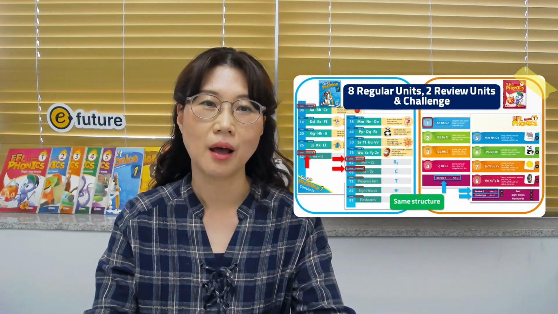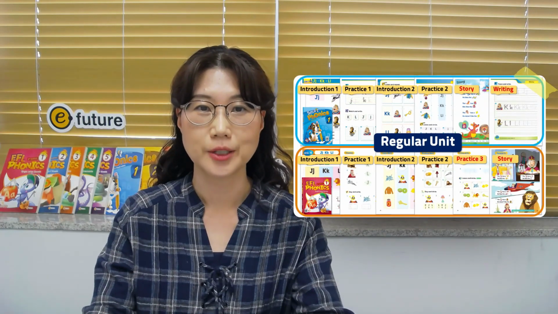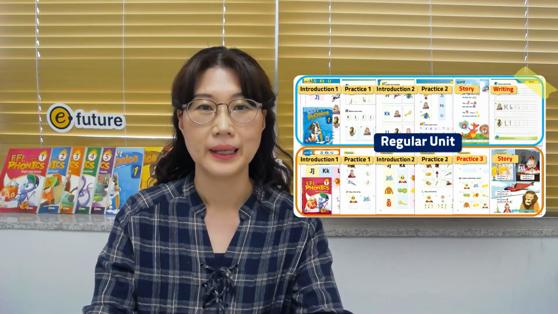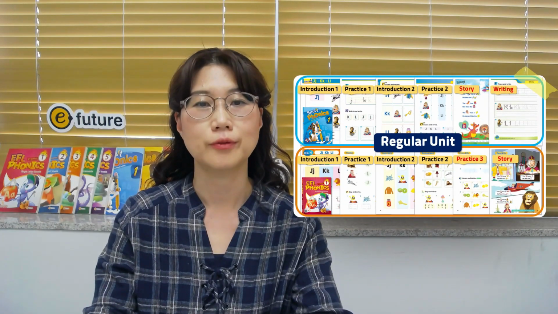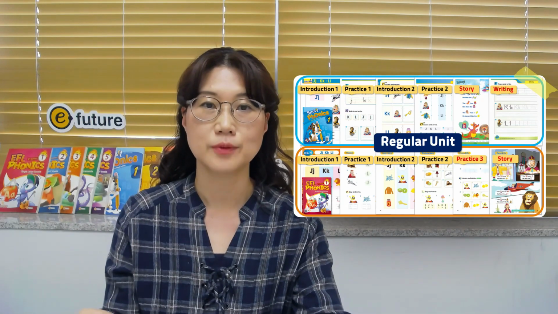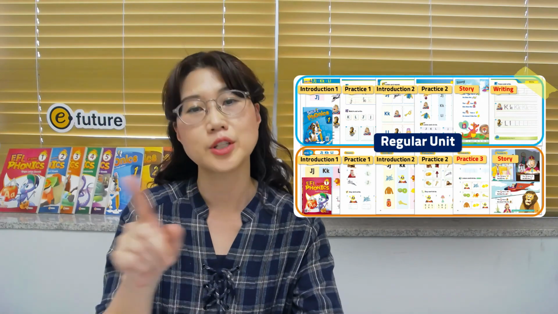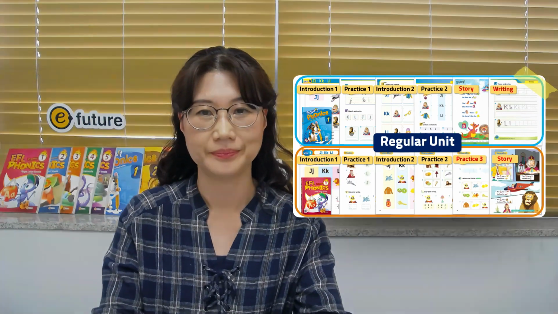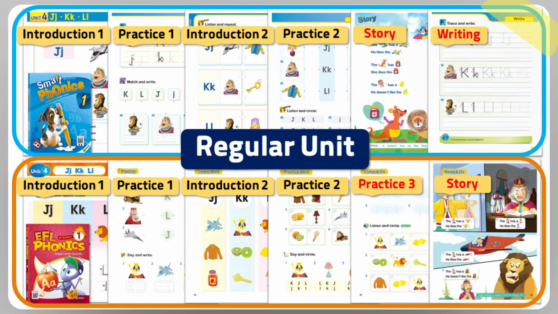Now let's look at the lesson flow of the regular unit in student book. So this is Unit 4 in Smart Phonics and Unit 4 in EFL Phonics. Remember, the blue box is for Smart Phonics and the orange box is for EFL Phonics. So there are 6 pages in each unit in both Smart Phonics and EFL Phonics. So same number of pages.